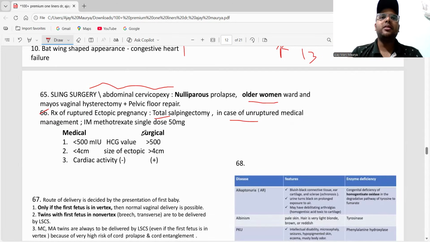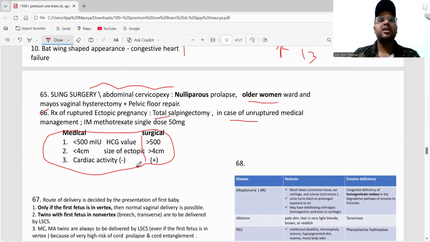Let's see when to go with medical management and when with surgical management. For medical management, HCG value is less than 500; surgical is more than 500. Medical if the size of the ectopic is less than 4 centimeters, surgical if more than 4 centimeters. Cardiac activity is absent in medical and present in surgical. These are the main criteria. Also, you have to remember the doubling time of beta HCG. Also, you can just read it in a few minutes.